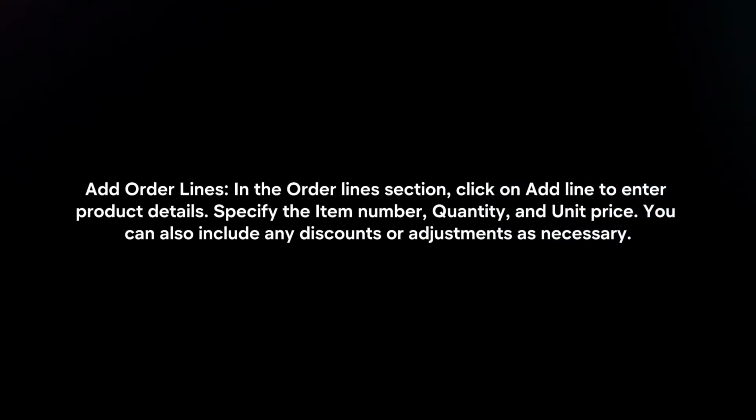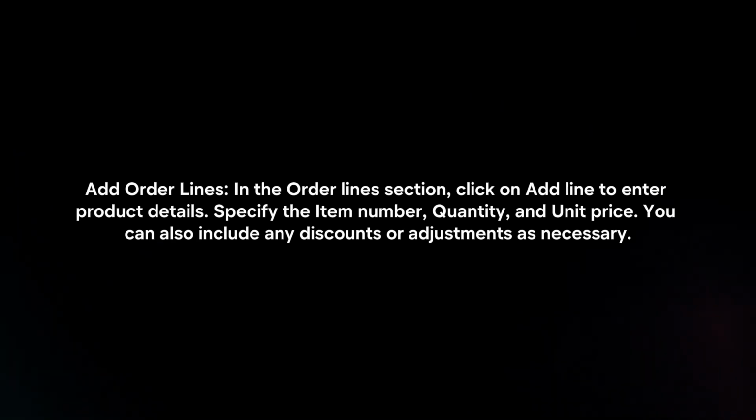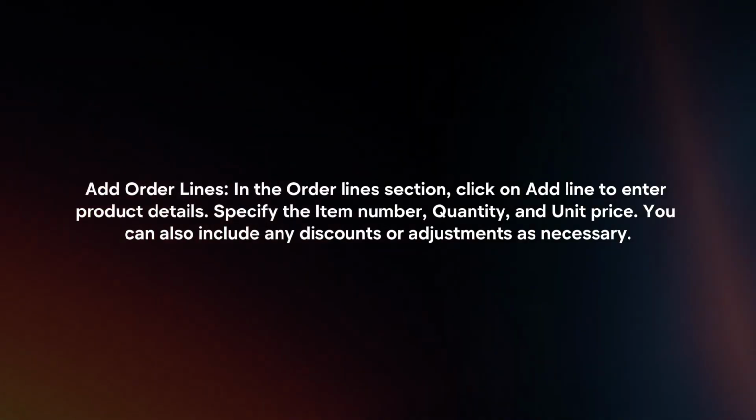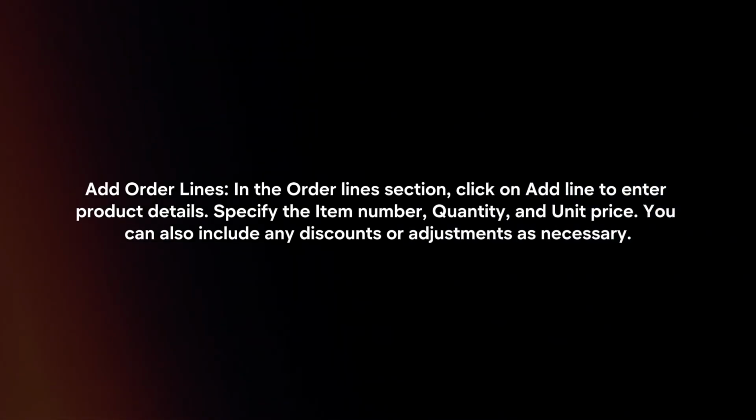Add order lines. In the order line section, click on Add line to enter product details. Specify the item number, quantity, and unit price. You can also include any discounts or adjustments as necessary.